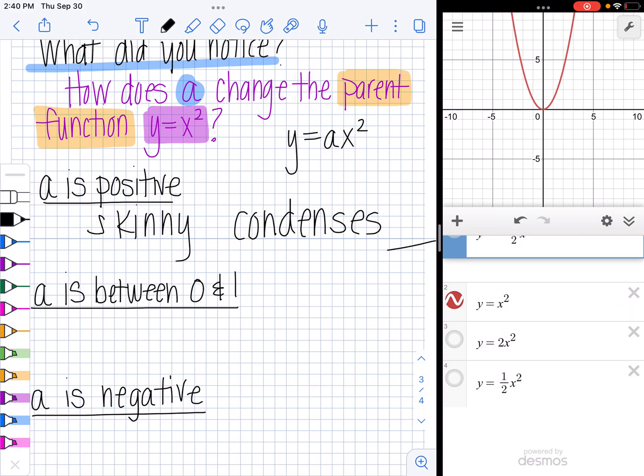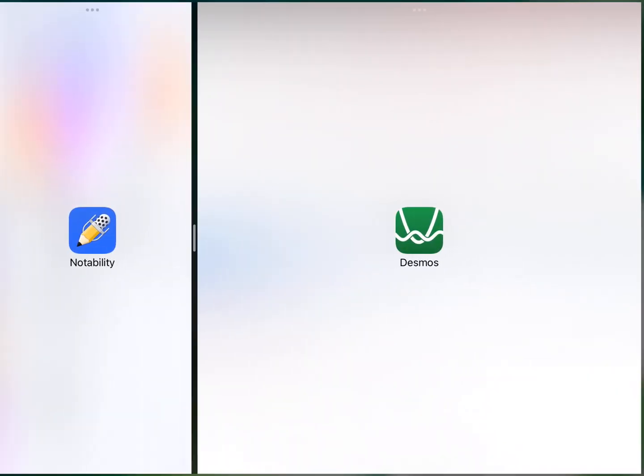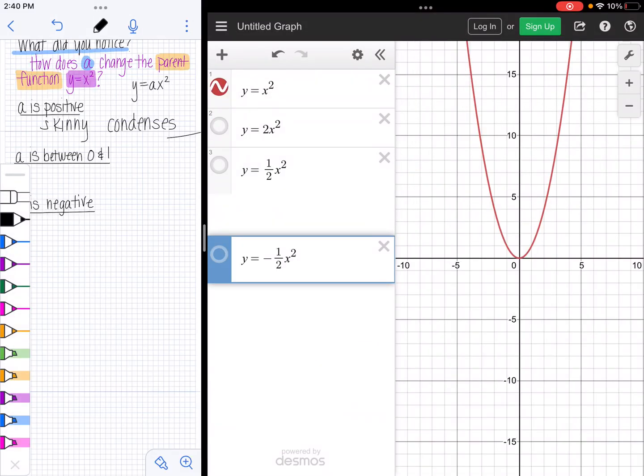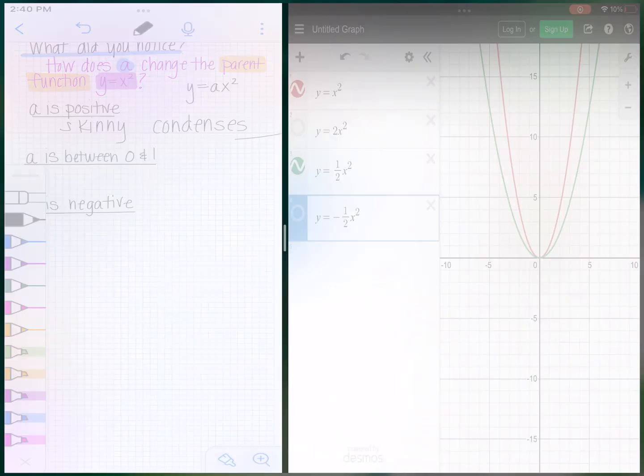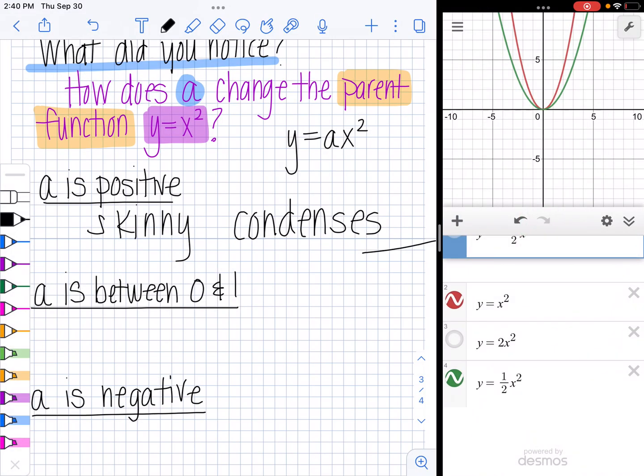Okay, when my a value is between 0 and 1, so let's turn on this one, 1/2, what happens to my graph? I can see that it got fatter, or it expanded. I call that a fat graph, or an expansion. We can say that it's fat or expanded.